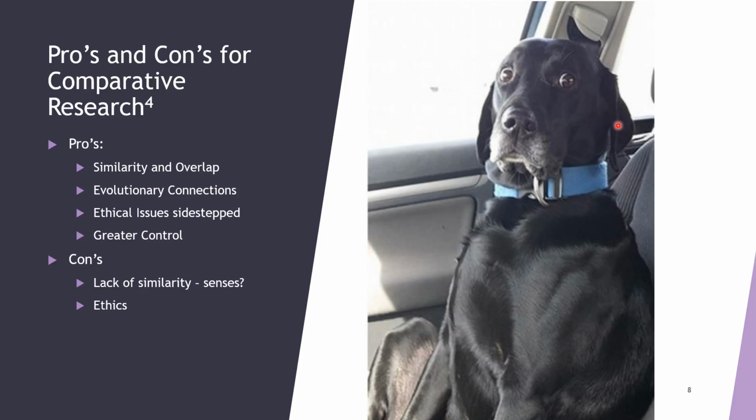Of course, animals aren't exactly the same as people. There's lots of good and bad reasons why comparative psychology should or shouldn't be done. For example, of course, there are similarities in animals and people. We have neurons, and so do animals, and evolutionarily, we came from the same stock, so there are a lot of things that are very similar about people and animals. Another nice thing about doing research with animals is that there are many ethical issues that are sidestepped.